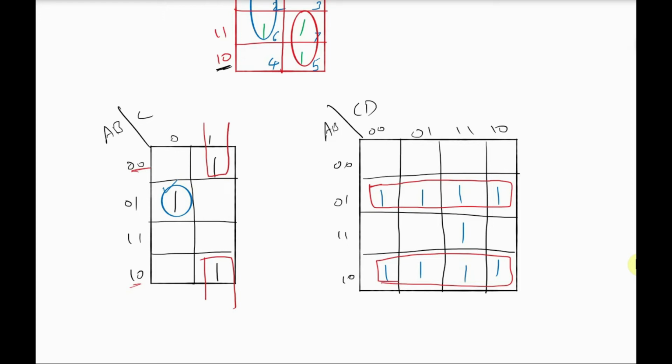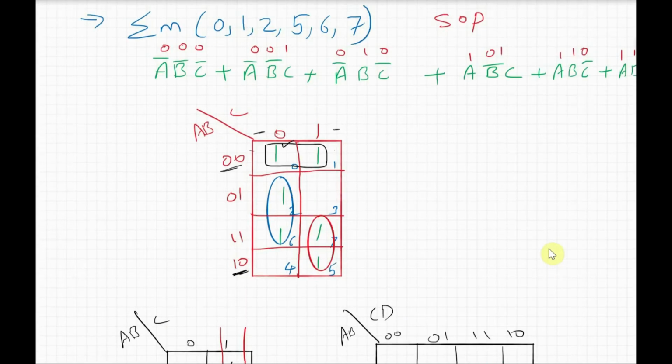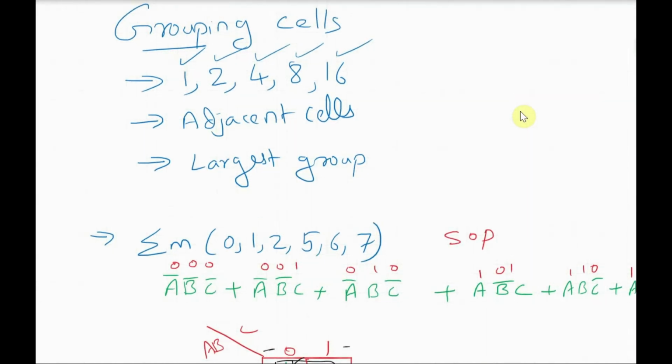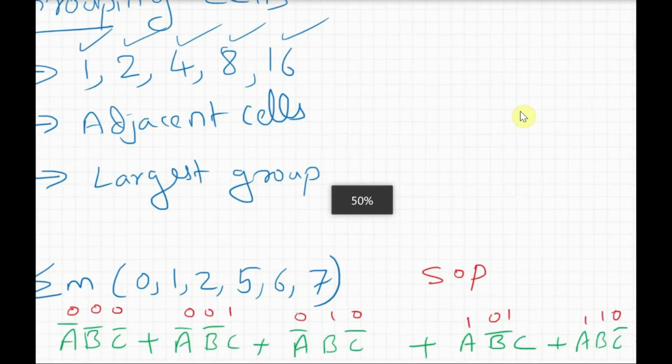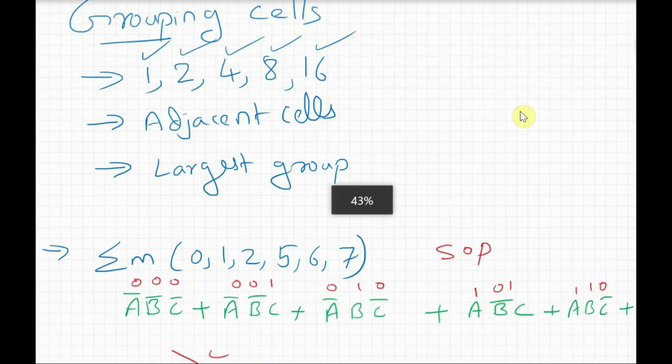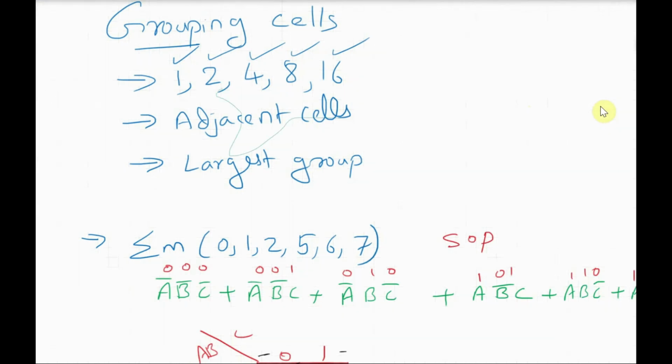And here we have 3 choices. Either this one can be grouped alone, or this one can be grouped. There is nothing in the right side and left side, but at the bottom and top we have one. But we cannot group these 3 ones together, because 3 cells is not a valid group size. The valid group sizes are 1, 2, 4, 8 and 16. So these are the valid number of cells inside a group.